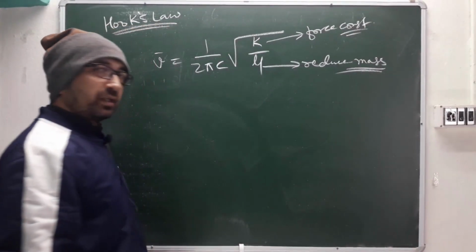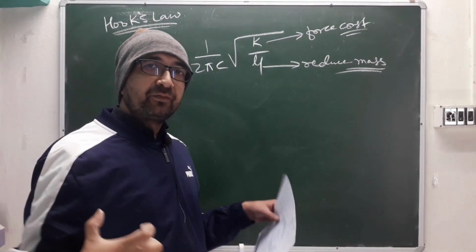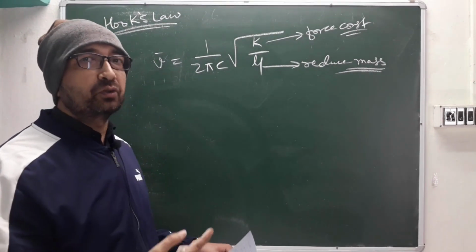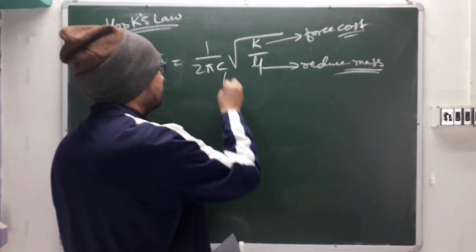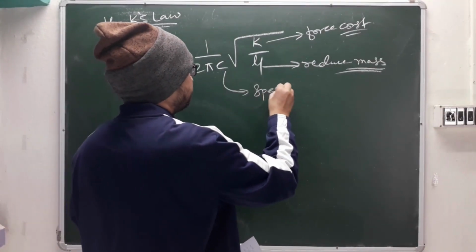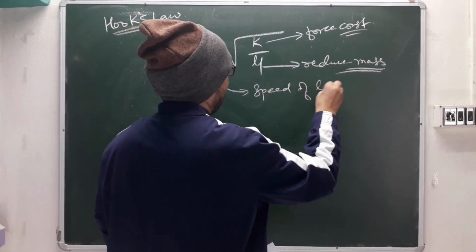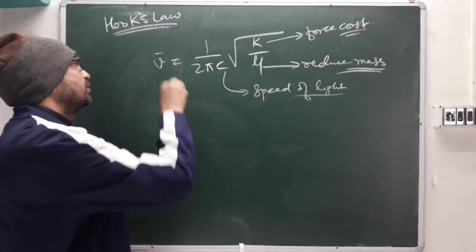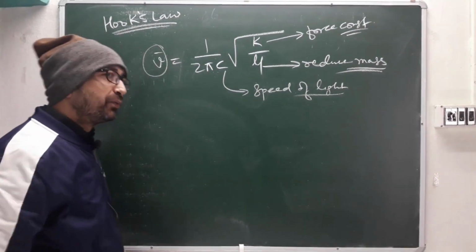This is force constant. For any bond or any spring, we have that force constant, right? So how much it will pull, how much it will go, is based on that constant. And what is this c? c is the speed of light. So these are the factors, and based on that you are finding the wave number.